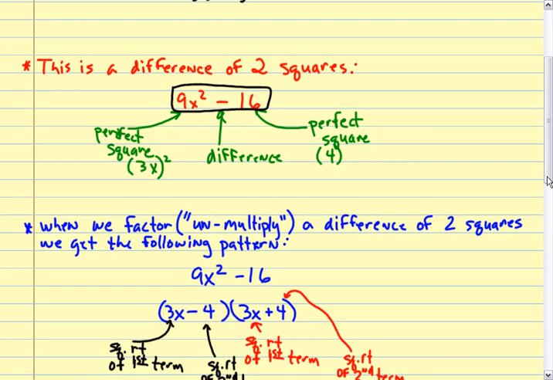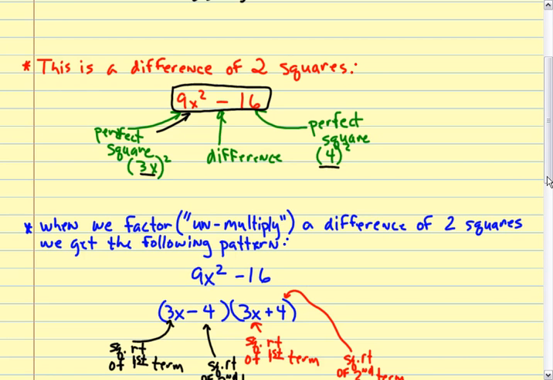And I've got some arrows here pointing, okay? 9x squared is a perfect square. All right, I can write it as 3x squared. 3x times 3x gives me 9x squared. So 9x squared is a perfect square. 16 is a perfect square, right? I can write it as 4 squared. And you know what? I should have. There we go. All right. Now, this is also a difference between two perfect squares.